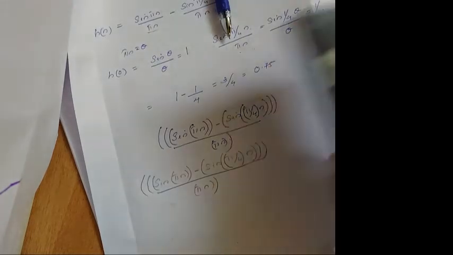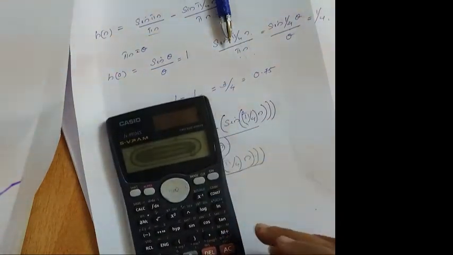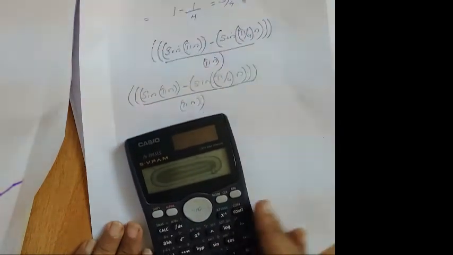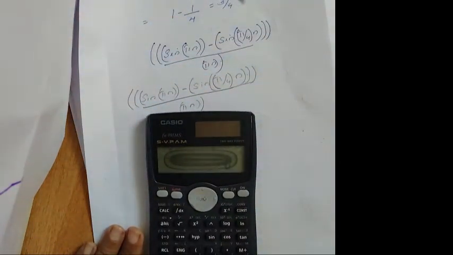Okay, now I can use my calculator. Hope you can see this. There's some problem in my calculator. And how you gave the bracket sign, that you have to give it over here also. Okay.